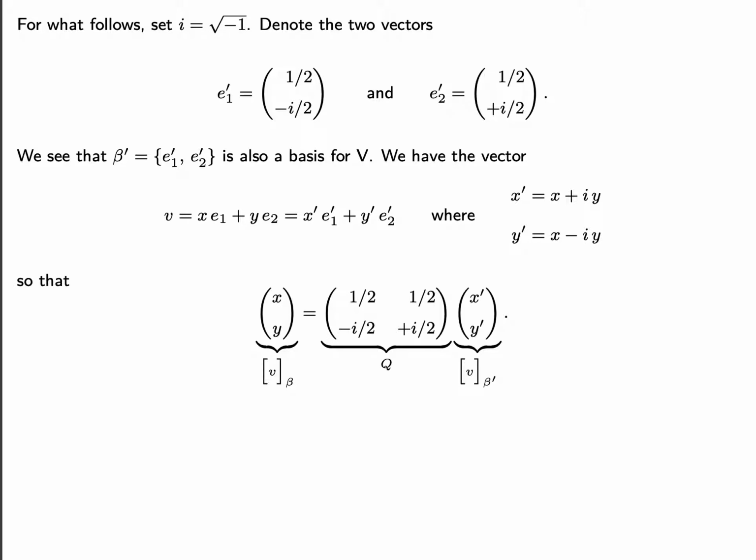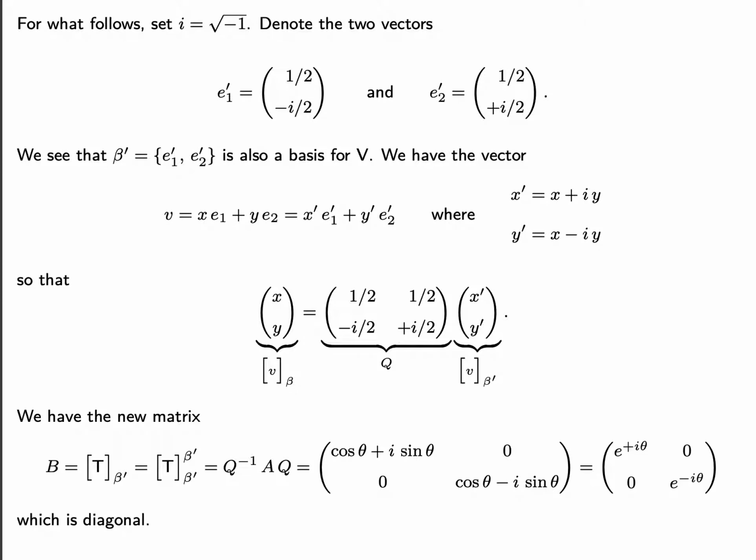Recall that we can express now the change of coordinate matrix Q by simply placing as the columns of Q our vectors e1 prime and e2 prime. This really means that we can express our vector x comma y as Q times the new vector x prime comma y prime. Putting all of this together, let's consider now the new matrix B, which is the matrix representation of T with respect to the new basis beta prime. We can express this as the product involving the change of coordinate matrix Q. That is, B equals Q inverse AQ.